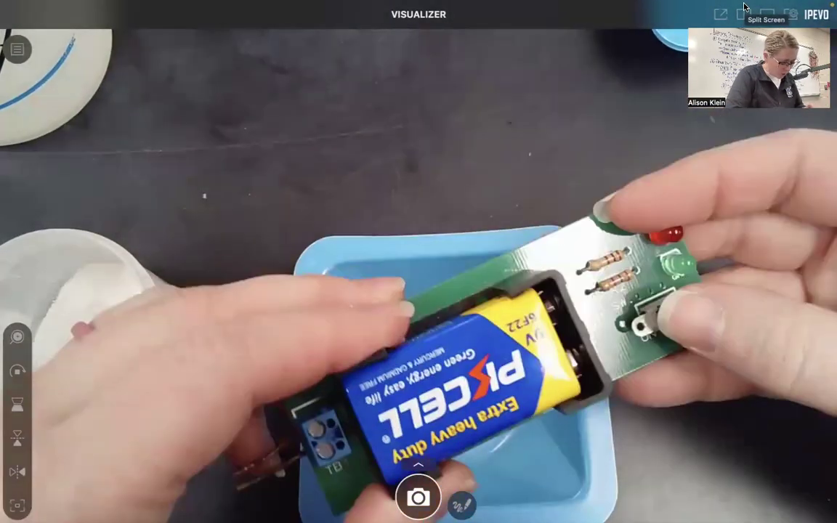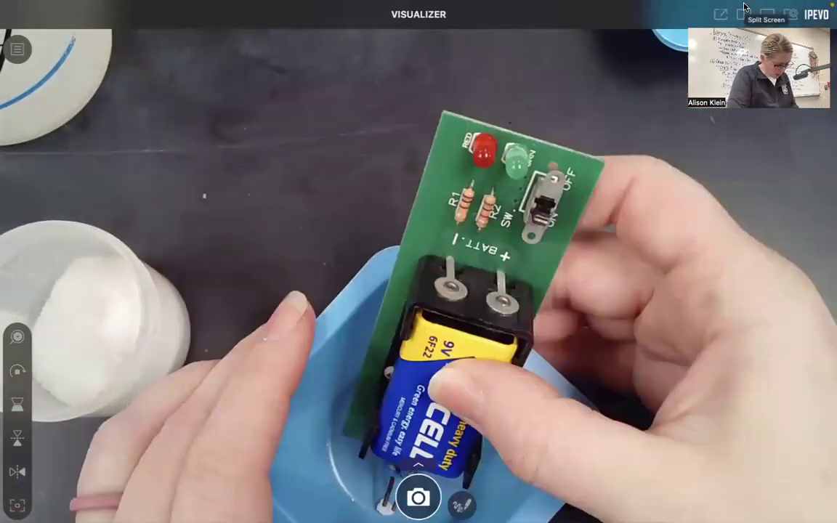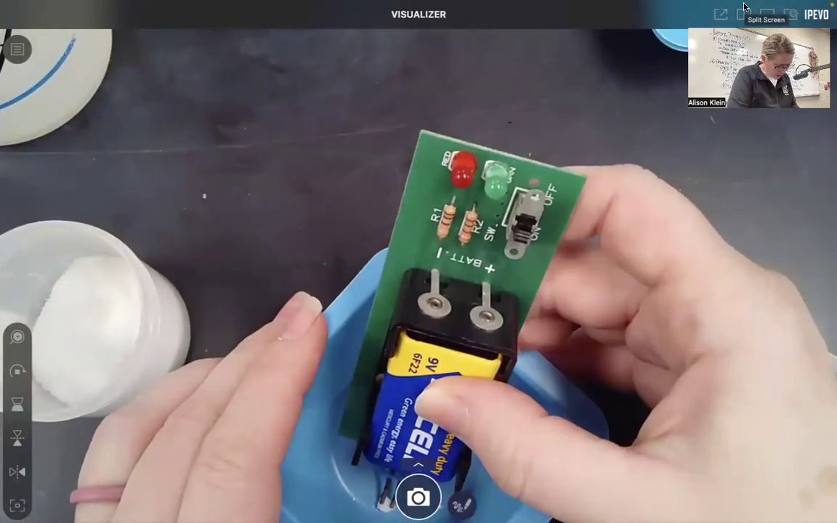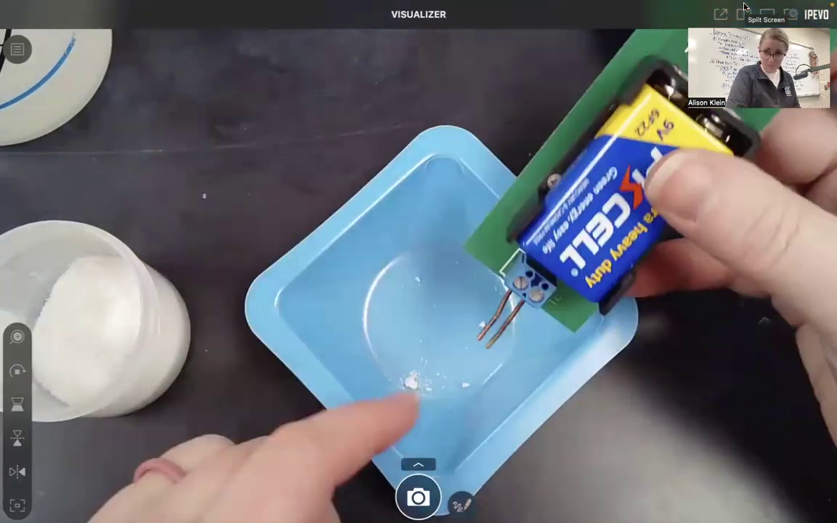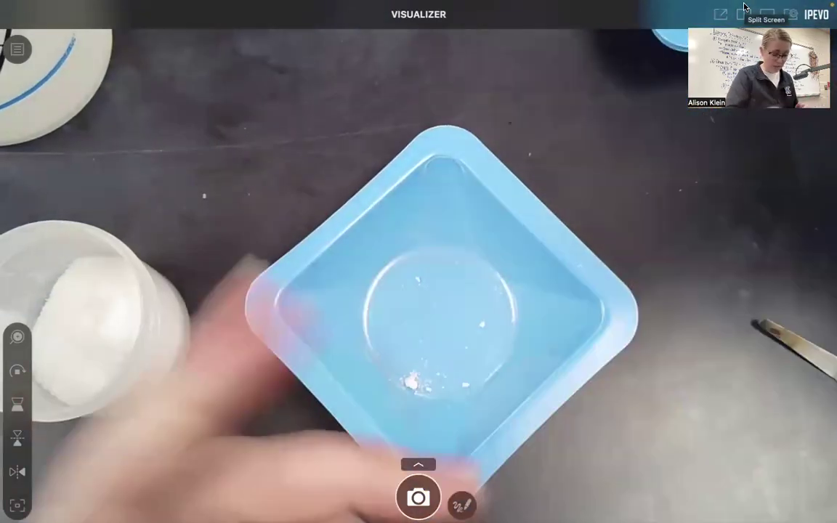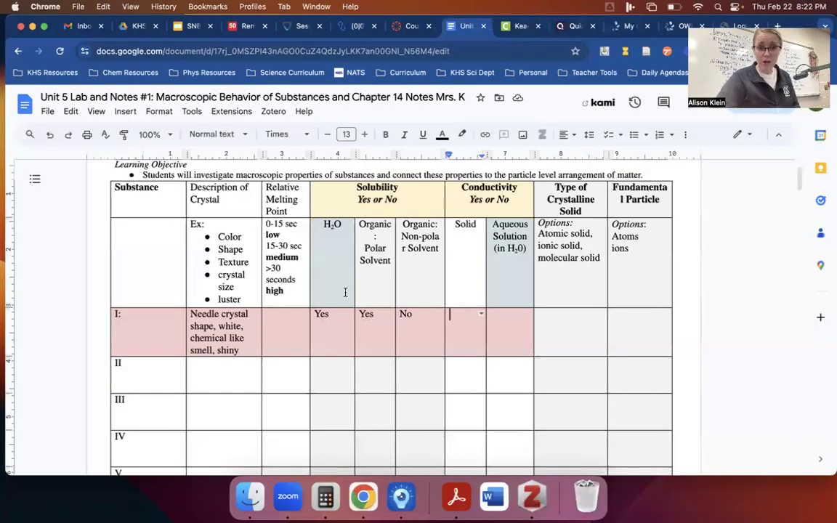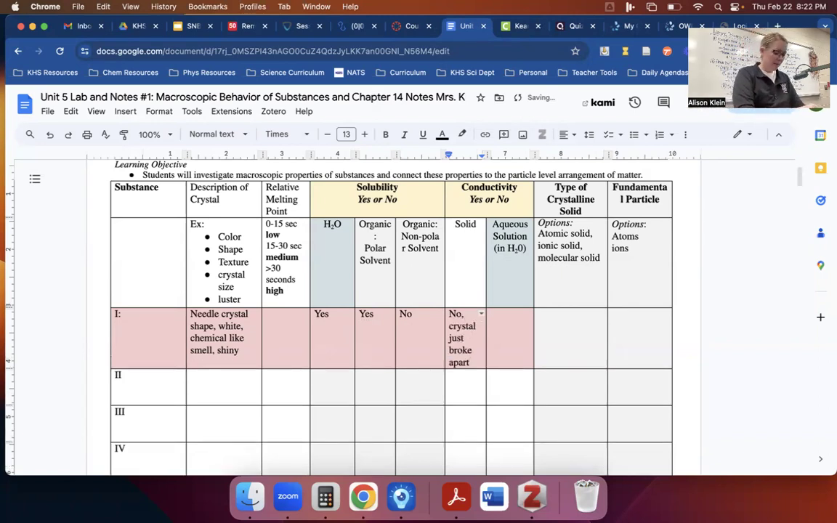So I'm going to turn it on and I'm going to test. And no, actually all that happened was the crystal shattered. So no, does not. I'm going to go back over here. I'm going to record conductivity as a solid. No, crystal just broke apart. All right, so perfect. That's step one.